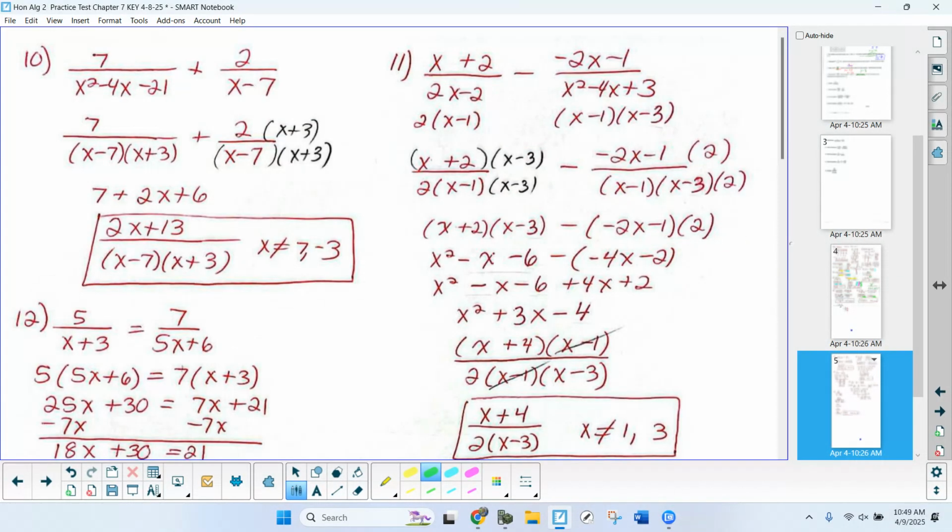All right. Number 10, you're adding. Now this is where we start getting into the adding and the solving, and you guys kind of get all your things mixed up. Stop for a minute and say to yourself, okay, when I add fractions, what do I do?